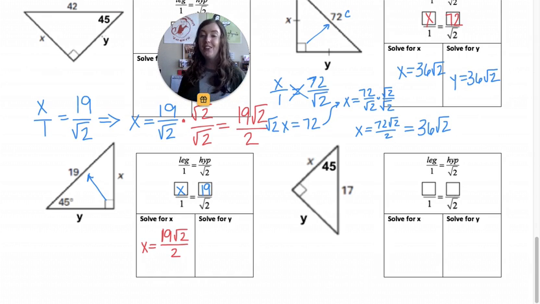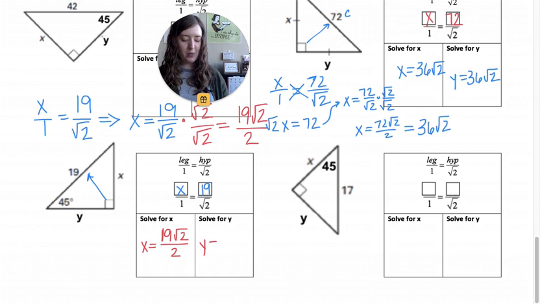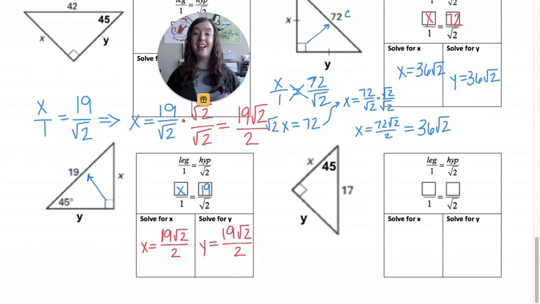And we know that our other leg is going to be the same length. Y equals 19 square root 2 over 2. Okay, go ahead and try the next one on your own.